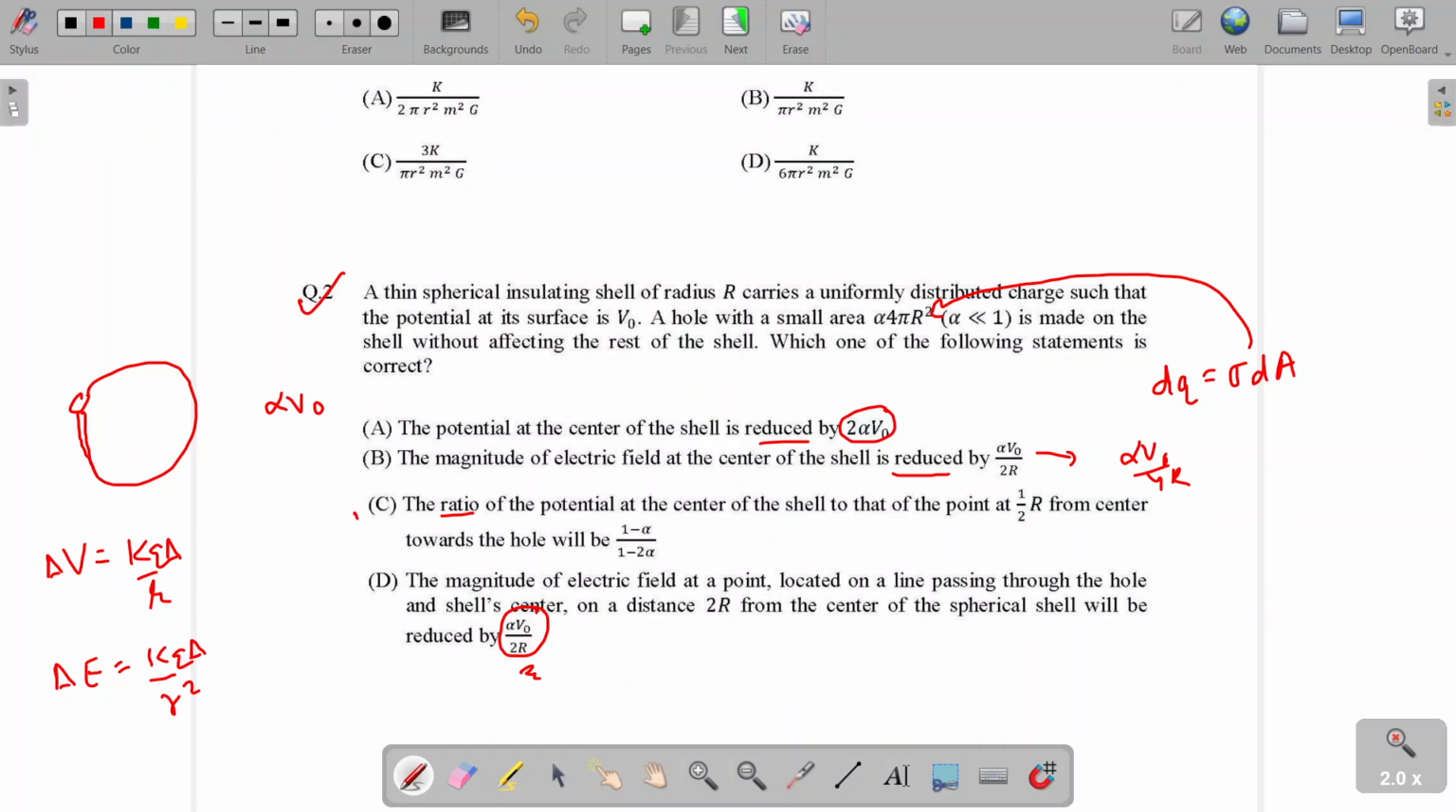The matching value which we get here is option C. So that is the correct one.